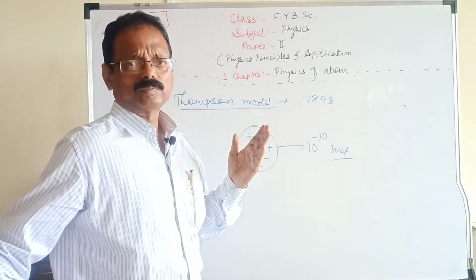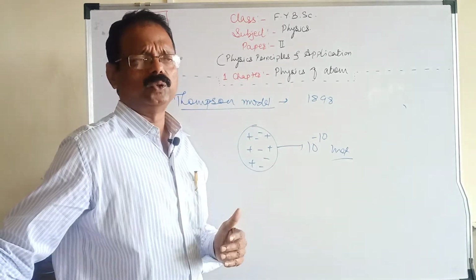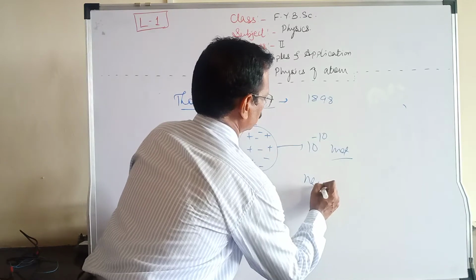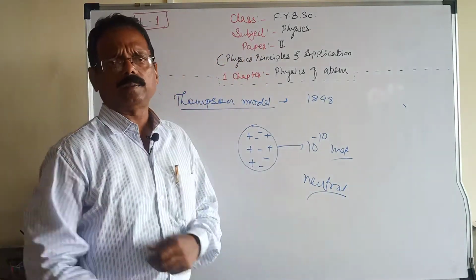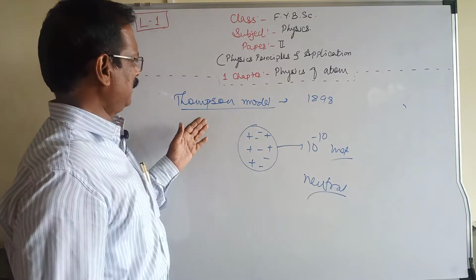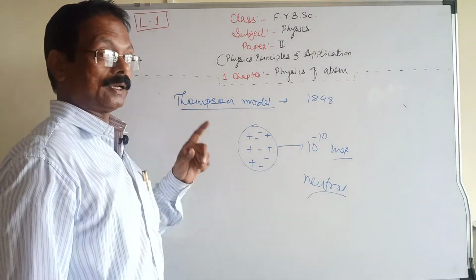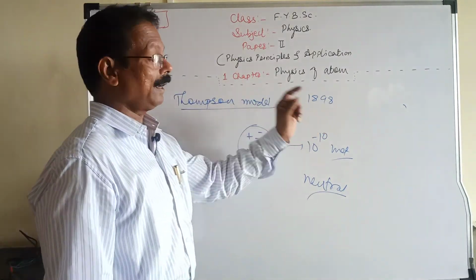So electrically the whole atom is neutral here. Positive charges and negative charges are the same here, so it is neutral. So it is the Thomson model here. But remember, it was developed in 1898.